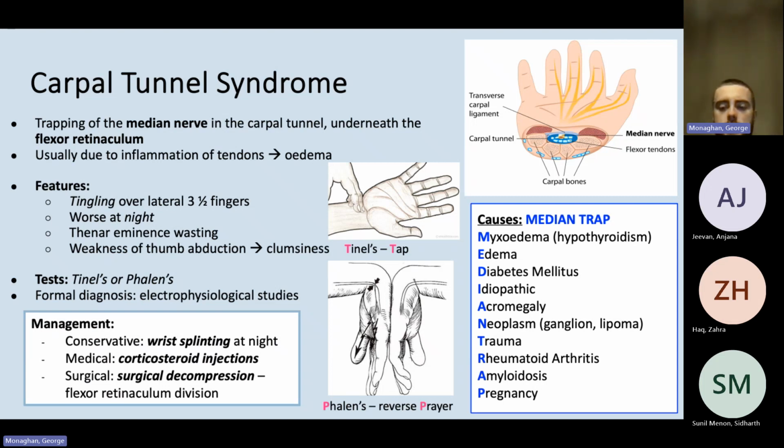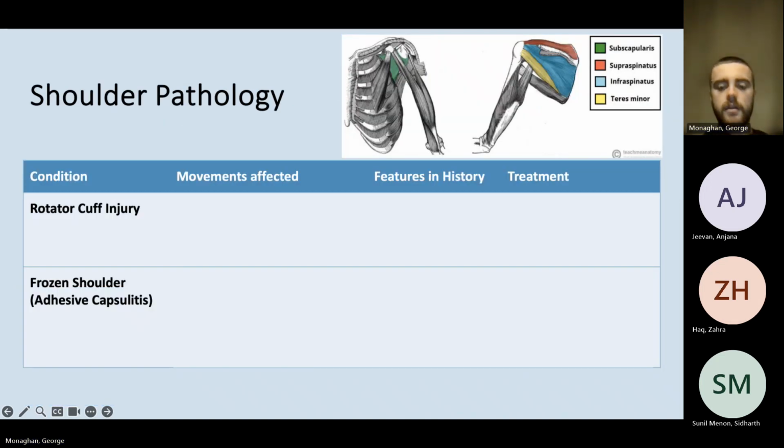And then if that doesn't work, we go to medical corticosteroid injections into the area. And then if that doesn't work again, surgical decompression. So we can go in and cut the flexor retinaculum to relieve the pressure in the area. And that is the third line and most definitive way of sorting out the problem.